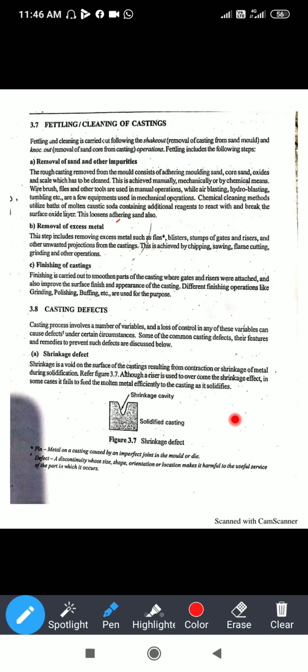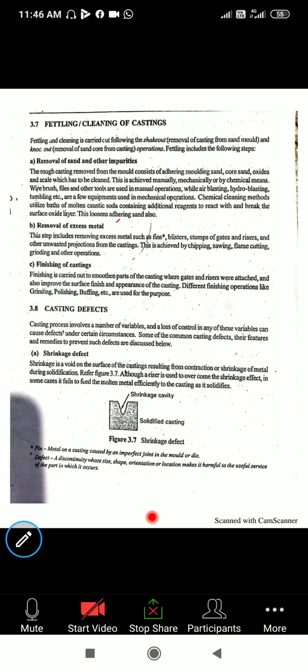Everybody knows how the shrinkage defect occurs. The shrinkage defect is nothing but the shrink that occurs in the molten metal during the solidification, or after the solidification. It contracts or reduces its volume within the mold cavity. That is called a shrinkage defect. The shrinkage appears on the surface of the casting resulting from contraction of the metal during solidification. Although the riser is used to overcome the shrinkage effect, in some cases it fails to feed the molten metal sufficiently to the casting as it is solidifying.